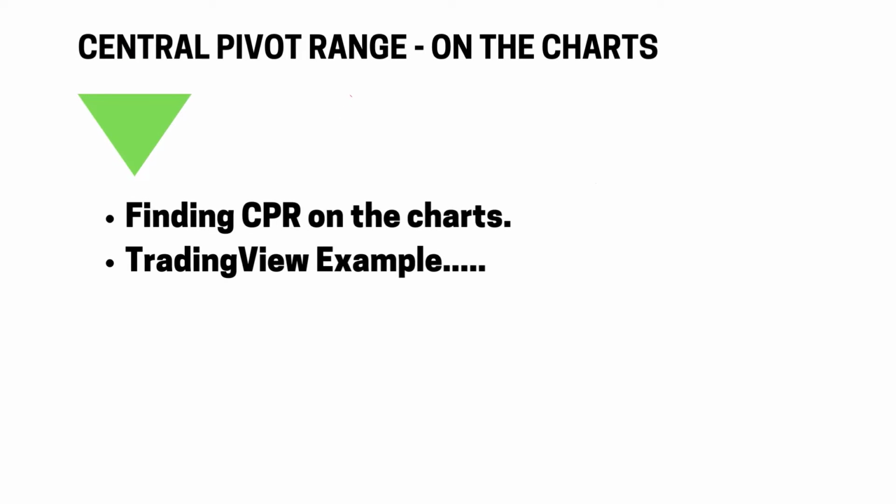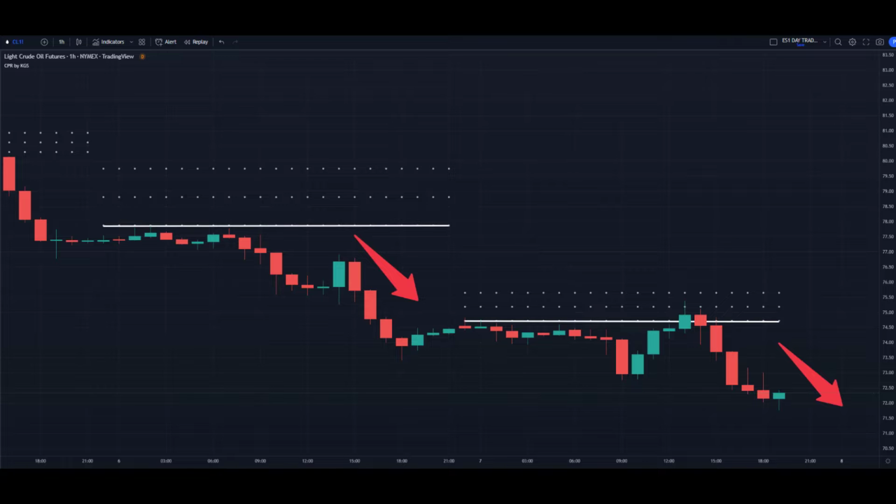So now let's look at how we can find these CPRs on a chart. I'm going to use TradingView as the example. It's going to be on other packages out there as well. You just maybe have to do a bit of digging around, but just for this video I'm going to use TradingView. Now we've got that WTI crude oil example in front of us.